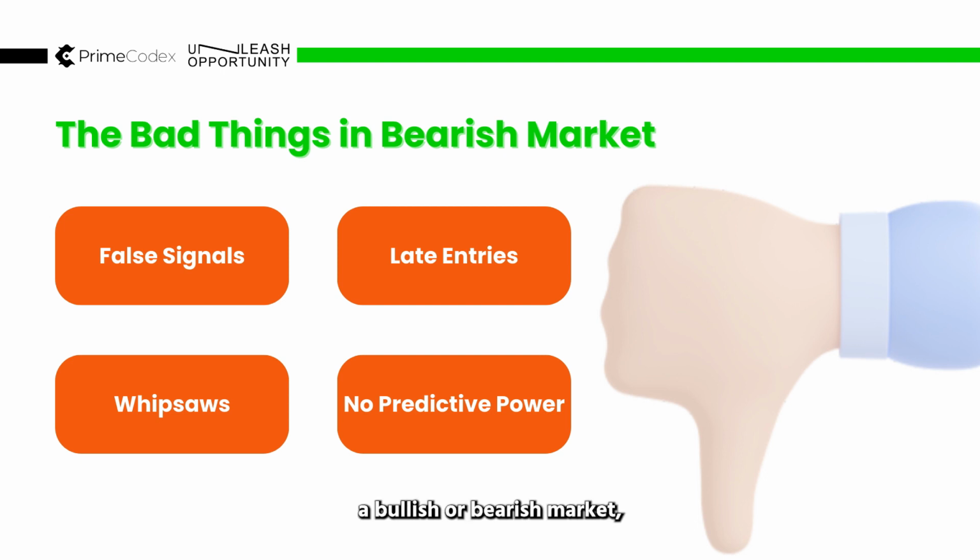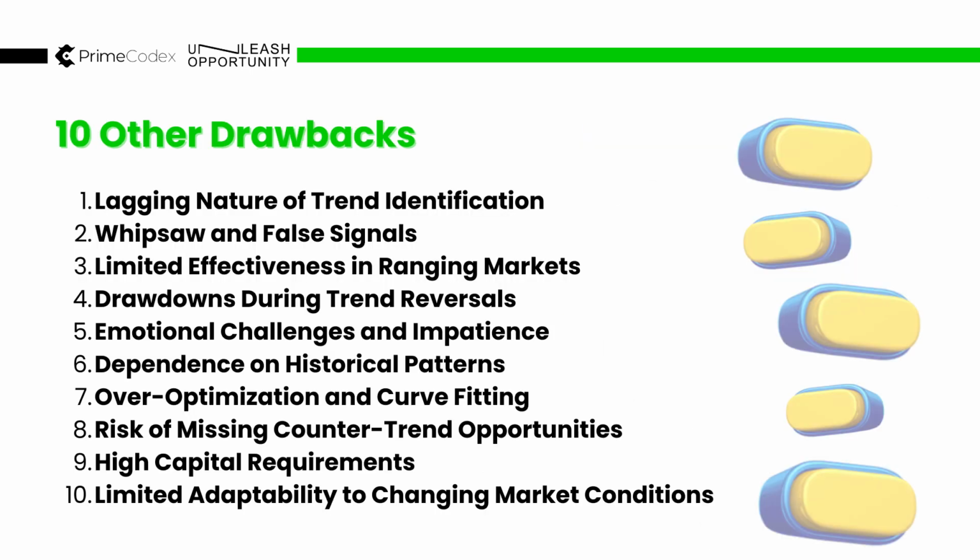Besides the cons in a bullish or bearish market, the trend following strategy also has some limitations. Here are some points. 1. Lagging nature of trend identification. 2. Whipsaw and false signals. 3. Limited effectiveness in ranging markets. 4. Drawdowns during trend reversals. 5. Emotional challenges and impatience. 6. Dependence on historical patterns. 7. Over-optimization and curve fitting. 8. Risk of missing counter-trend opportunities. 9. High capital requirements. And the last is limited adaptability to changing market conditions.